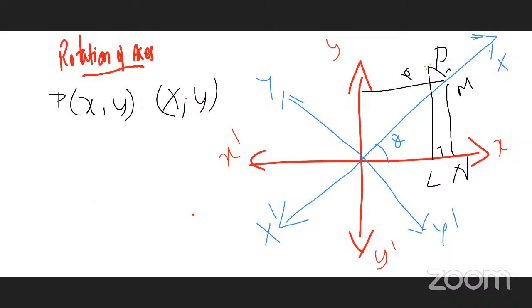So here is Q. Where is Q? Point Q is the intersection of this line and this line. See, this point is Q. That point is Q. This point is Q. This point is M.